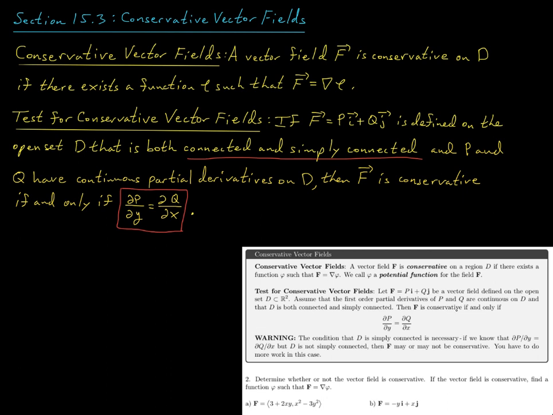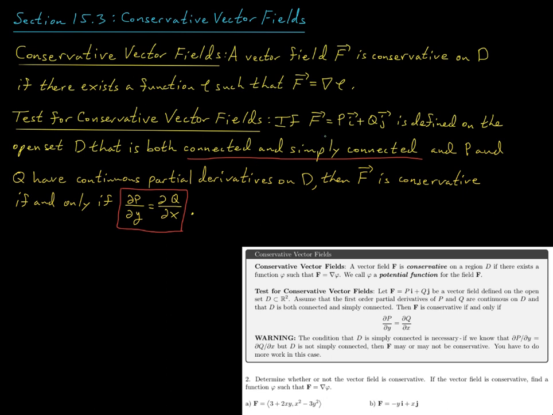Okay, and fortunately for two-dimensional vector fields, that's relatively easy to check. So the test to determine whether or not a two-dimensional vector field is conservative is as follows. If f is pi plus qj, and this is defined on the open set D that's both connected and simply connected, and p and q have continuous partial derivatives on D, then f is conservative if and only if the partial derivative of p with respect to y is equal to the partial derivative of q with respect to x.